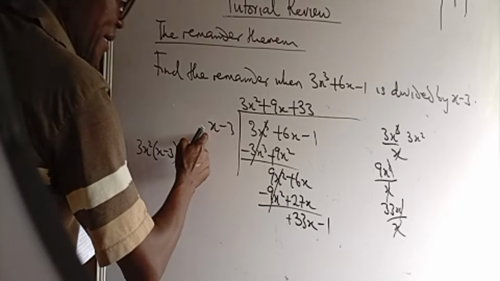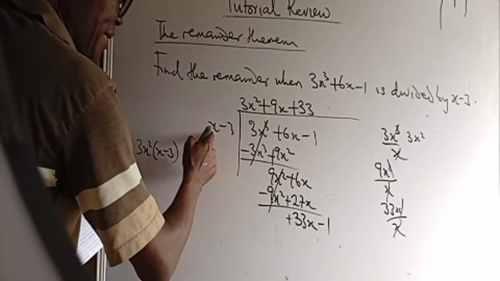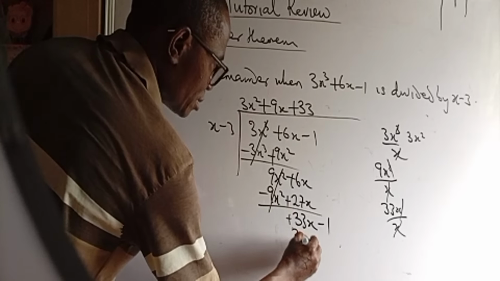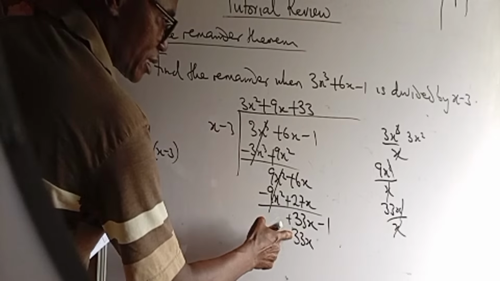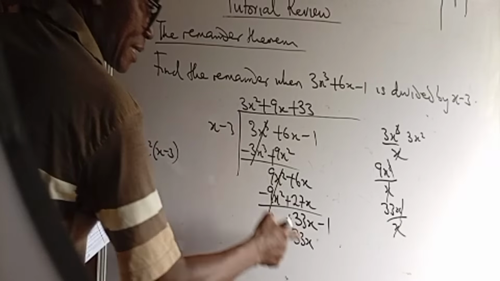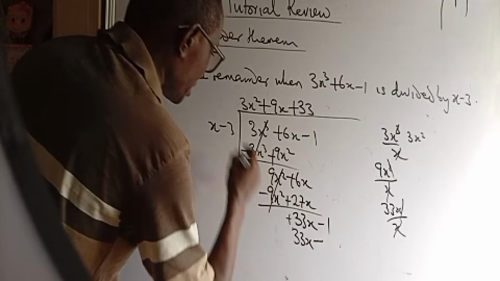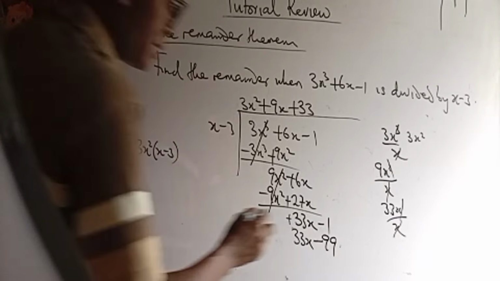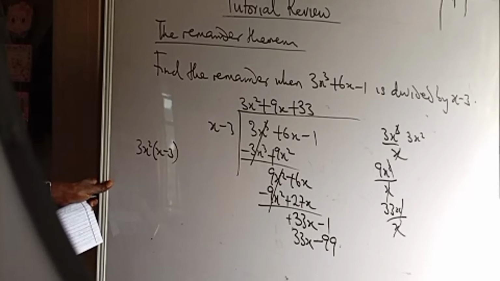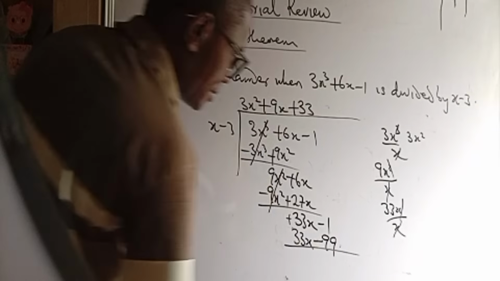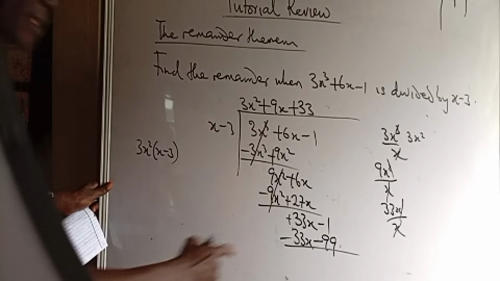Now multiply 33 by x minus 3. 33 times x is 33x. Good. That's plus, because plus times plus is plus. Then 33 times minus 3 is minus 99. Yes, minus 99. Now subtract again. Put minus there. This time we change to plus.